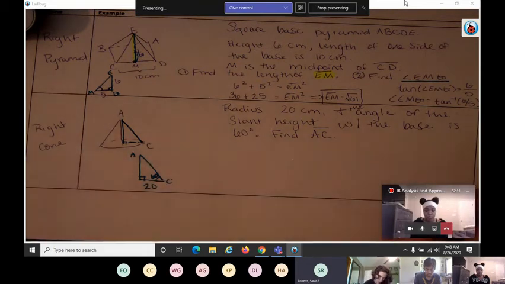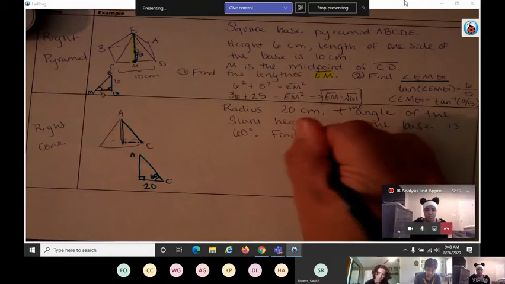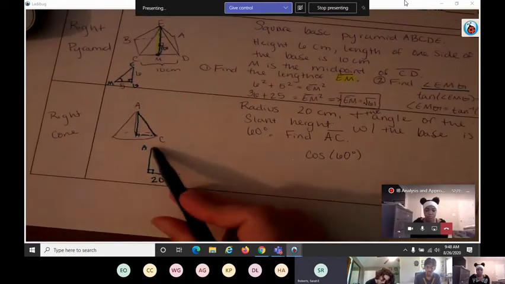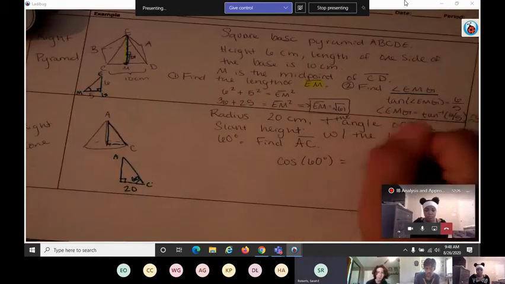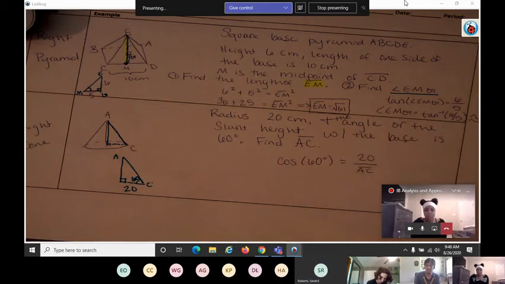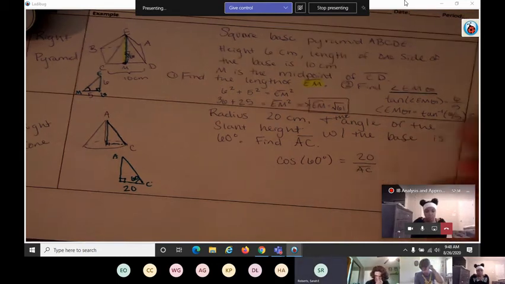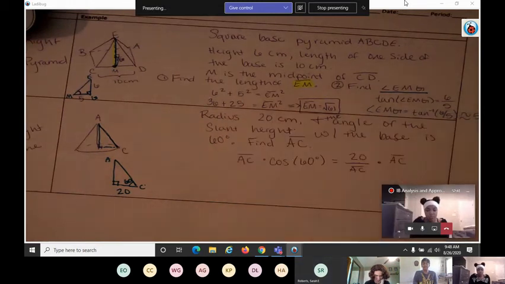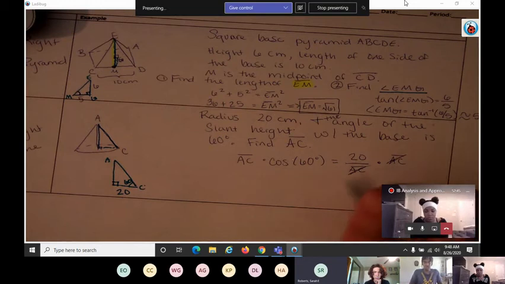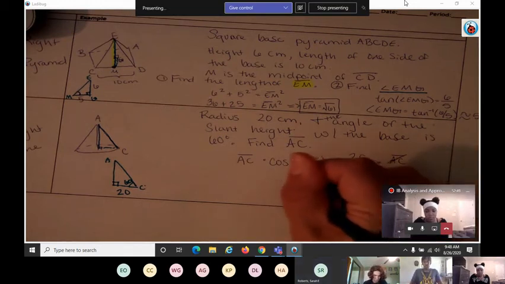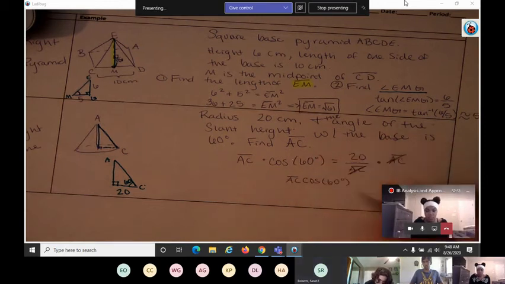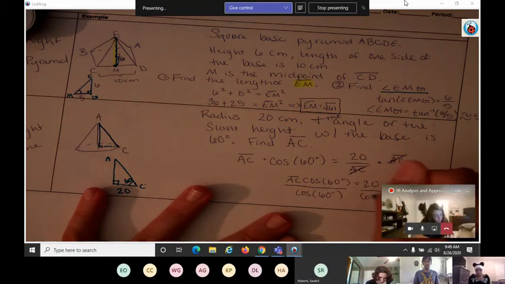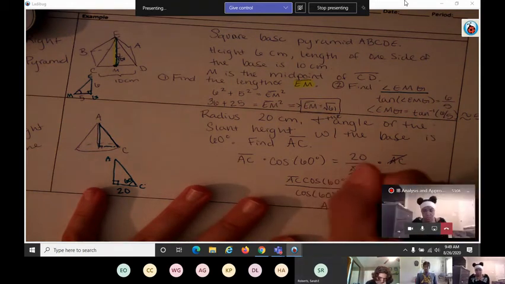So we can set up a relationship. We know that the cosine of 60 degrees, so cosine is adjacent, which is this 20, over hypotenuse, which is what we're looking for. So it's 20 over AC. And so now we only have one variable, AC, to solve for. So I'm going to multiply by AC on both sides. Cancels out over here. And then we end up with AC times the cosine of 60 degrees equals 20. Divide by cosine of 60. And we should get the AC.